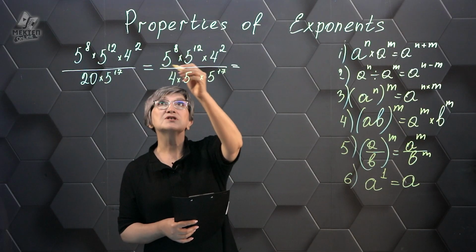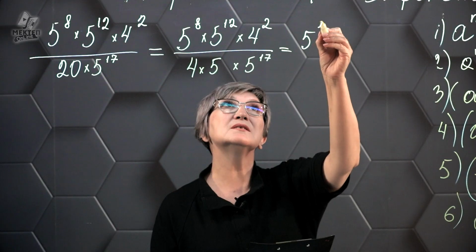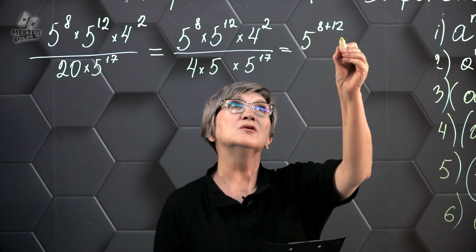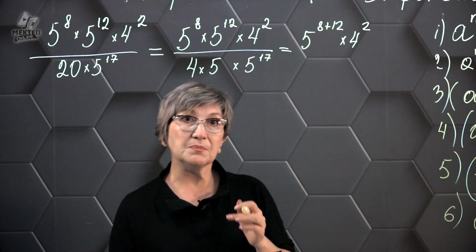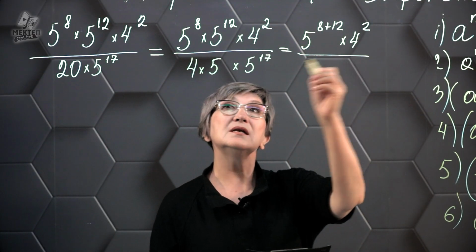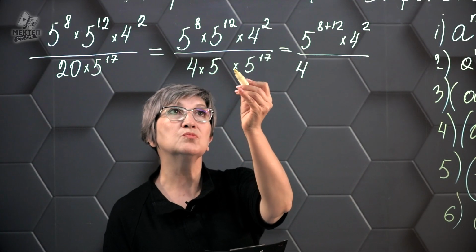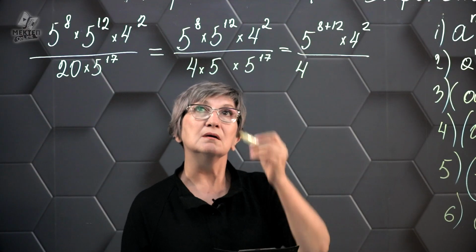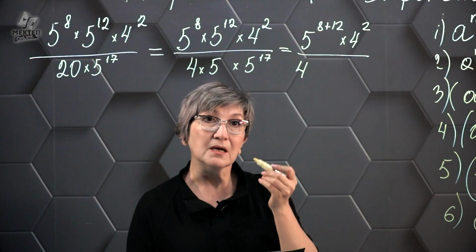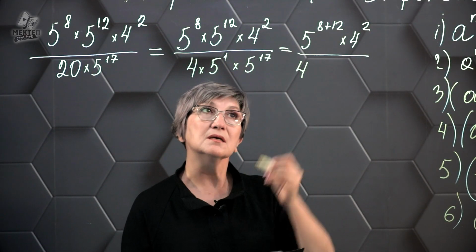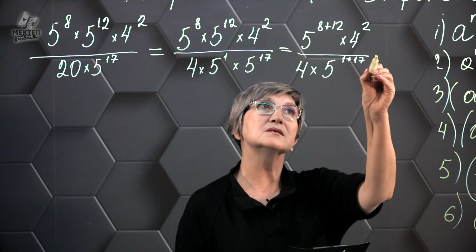That way, in the numerator, I can apply the first property, and the result is 5 to the power of 8 plus 12 times 4 to the power of 2. As you can see, I have rewritten the number 4 to the power of 2. Divide. In the denominator, 4, I'll rewrite it, but multiply 5 by 5 to the power of 17. Recall that if a number doesn't have a degree written down, that degree is 1. I'll rewrite it, and then 4 times 5 to the degree of 1 plus 17.